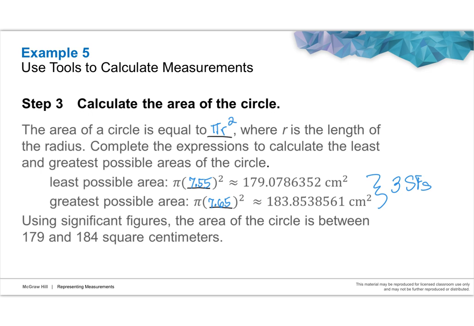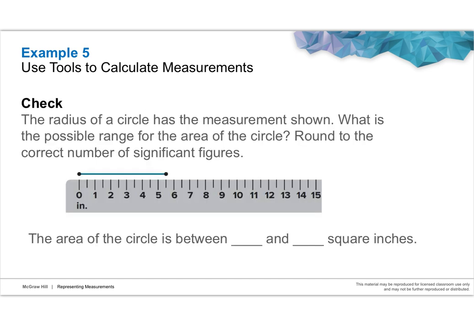And so hopefully you can see, looking at where the rounding wall is, that would be between 179, rounded to the nearest unit, and our 183 would actually get bumped up to 184 because of the 8 on the other side of the decimal point. So between 179 and 184 square centimeters. Take a pause on the video and complete this final check here on page 141.